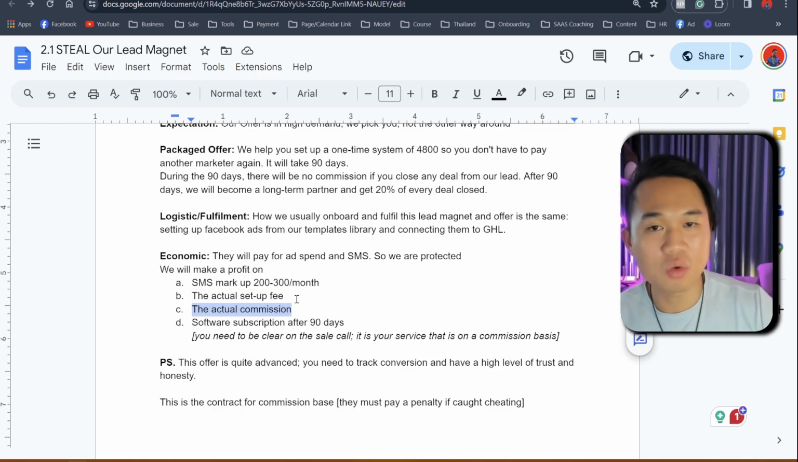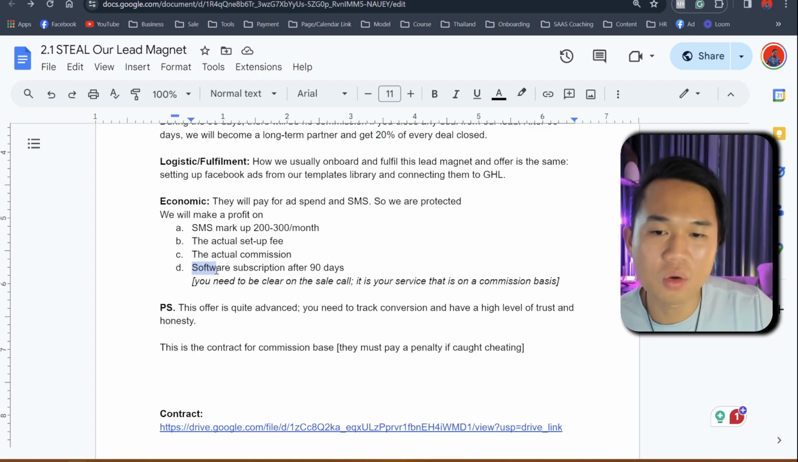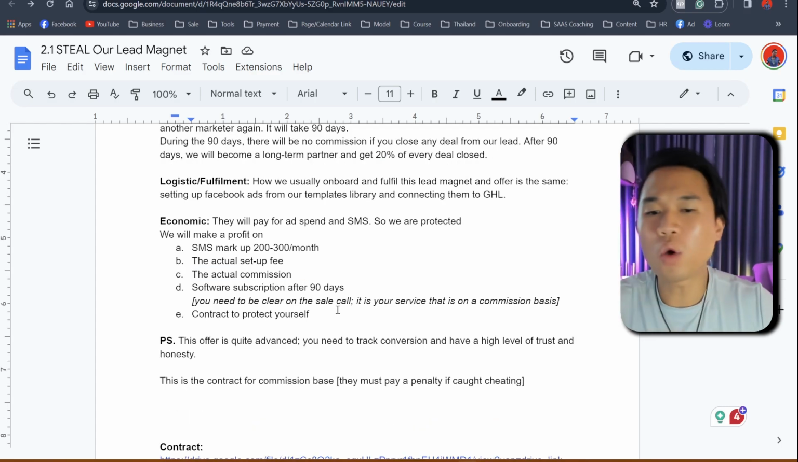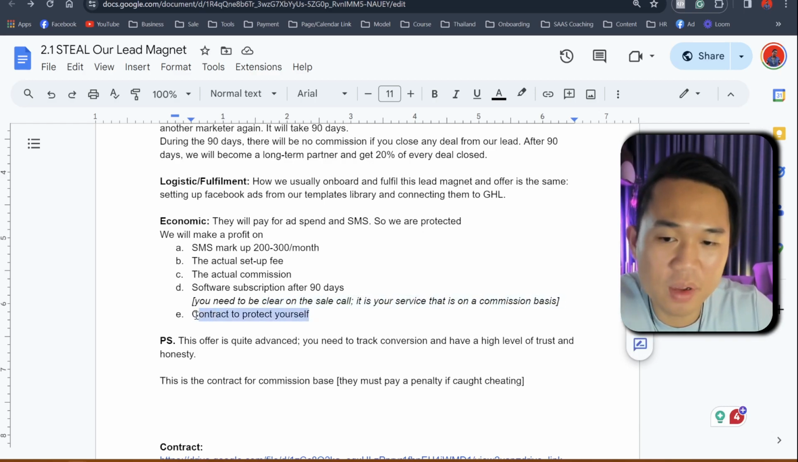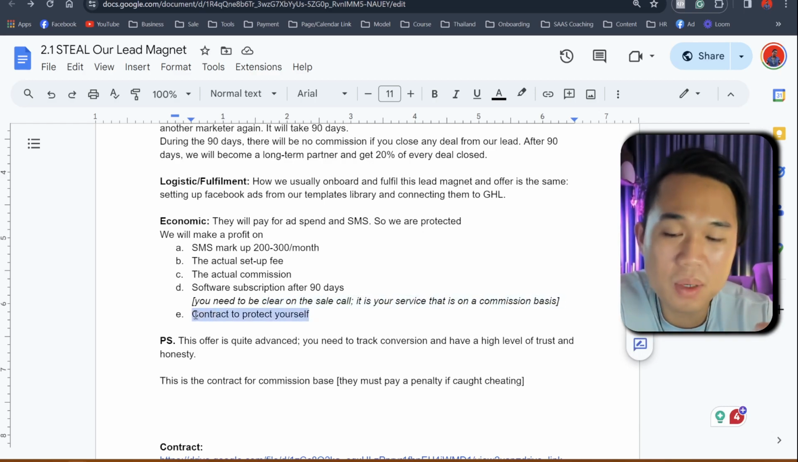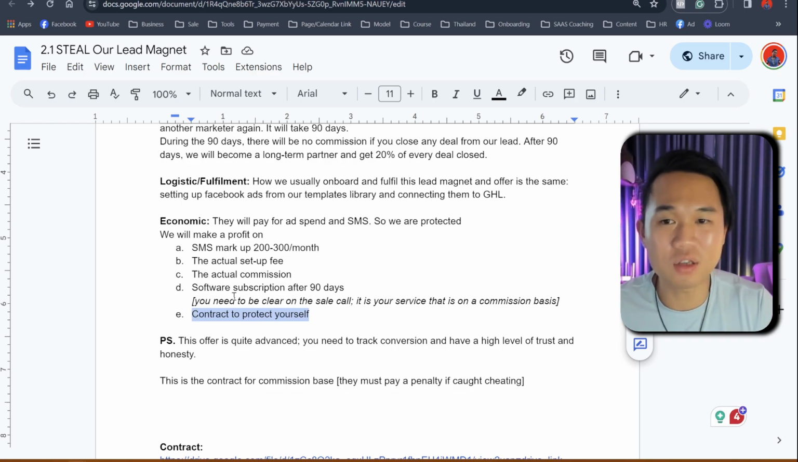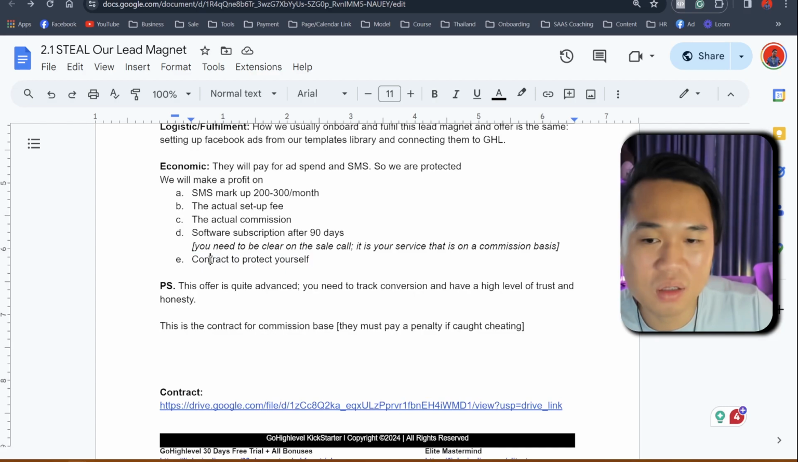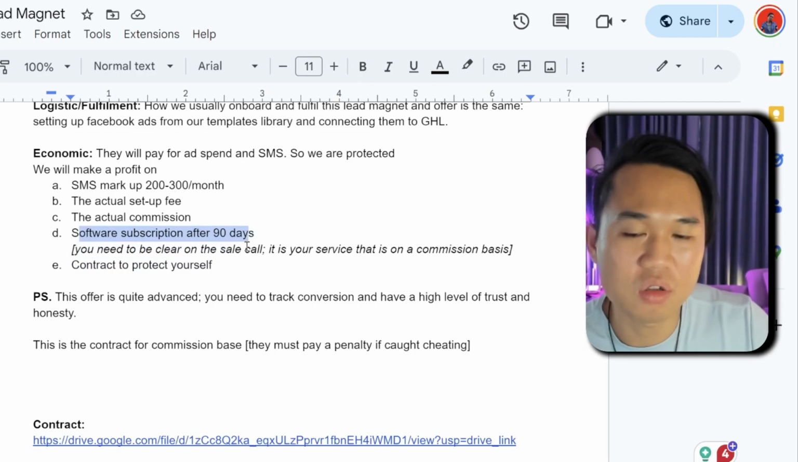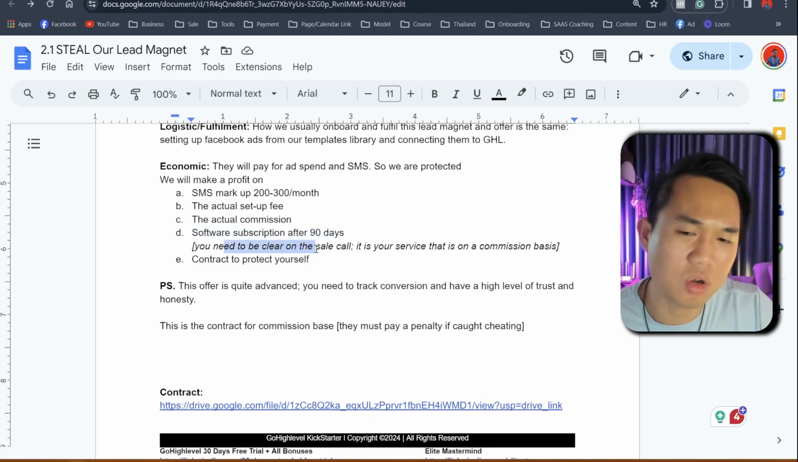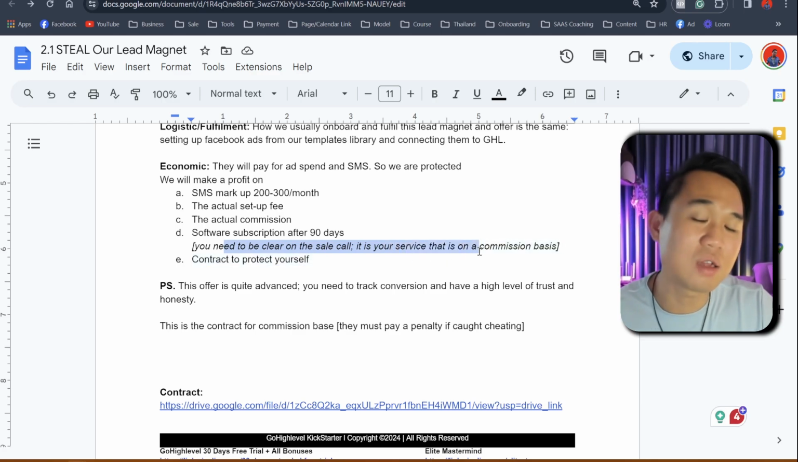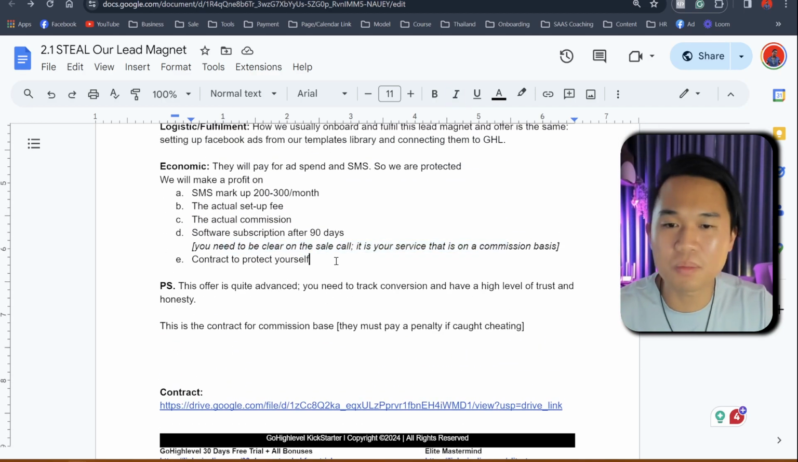Then there's the commission we make as well. Remember, we're charging 20% for every deal closed. And we also make money from the software. One of the economic factors is having a risk management tool to protect yourself if you're offering some sort of guarantee. The commission base is actually a guarantee for them, making sure they can close and are honest about what they close. So you make sure you have a contract to protect yourself. And obviously you charge them for the software after 90 days. But to make that happen, you've got to be clear on the sales call that it's your service that is on commission, not the software. It's a separate thing.